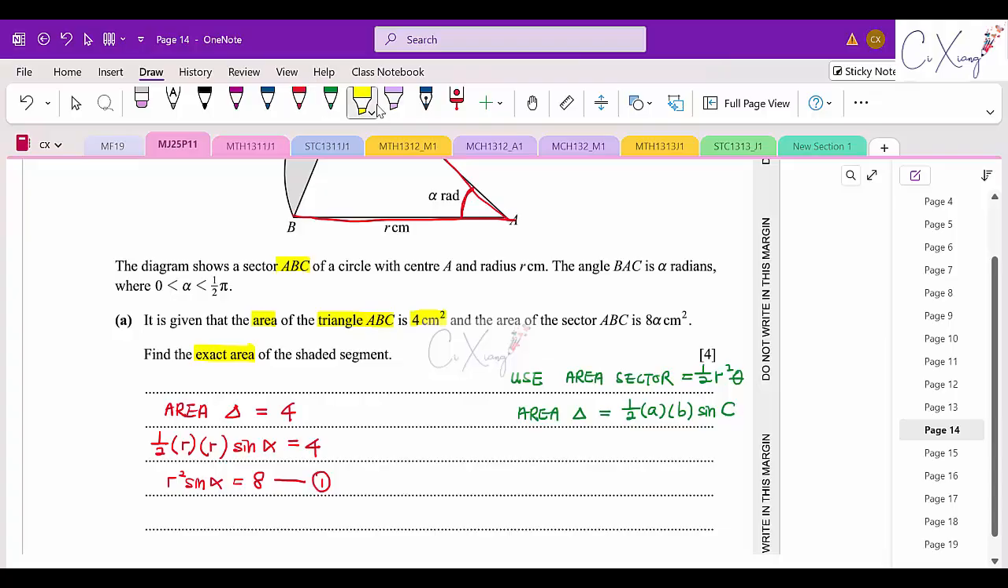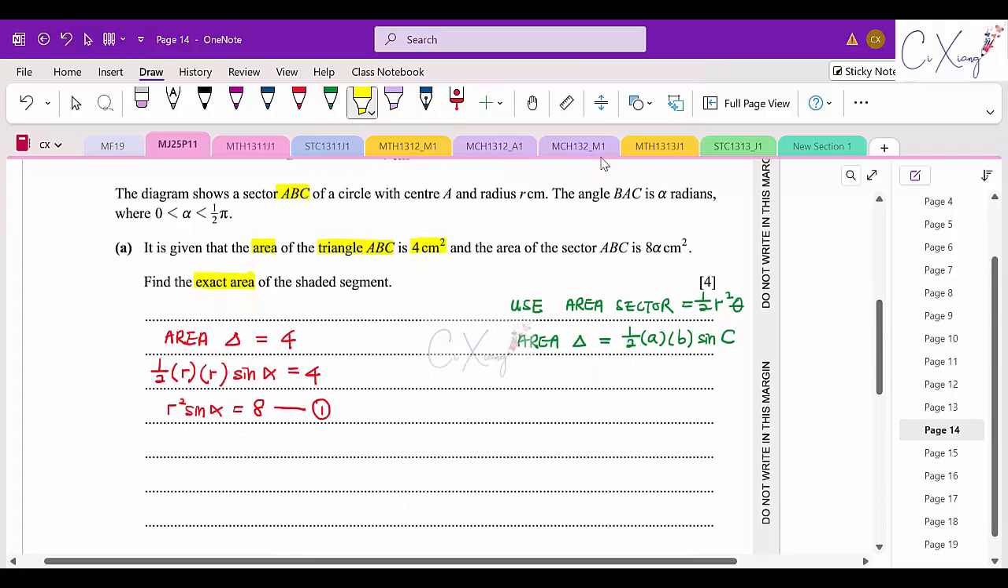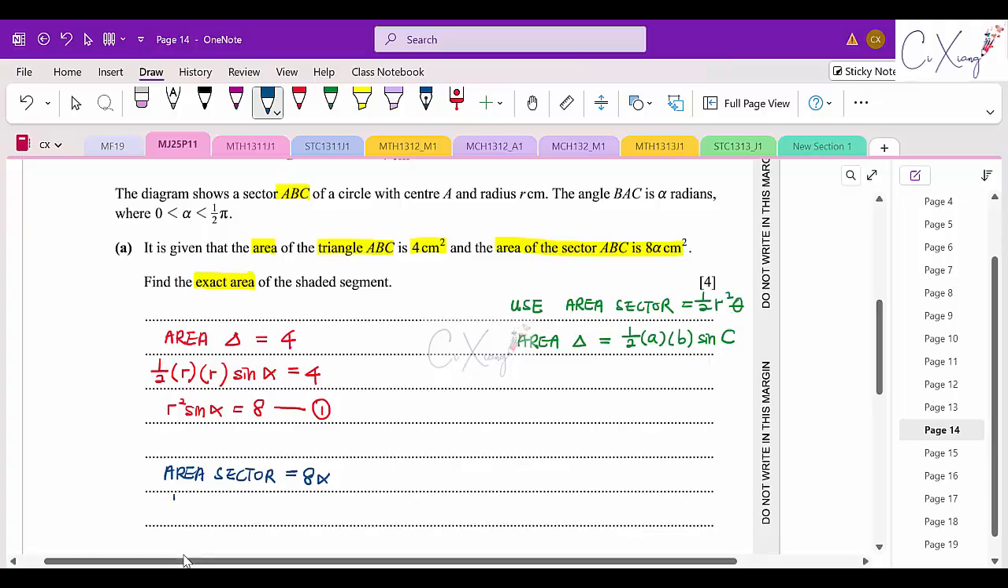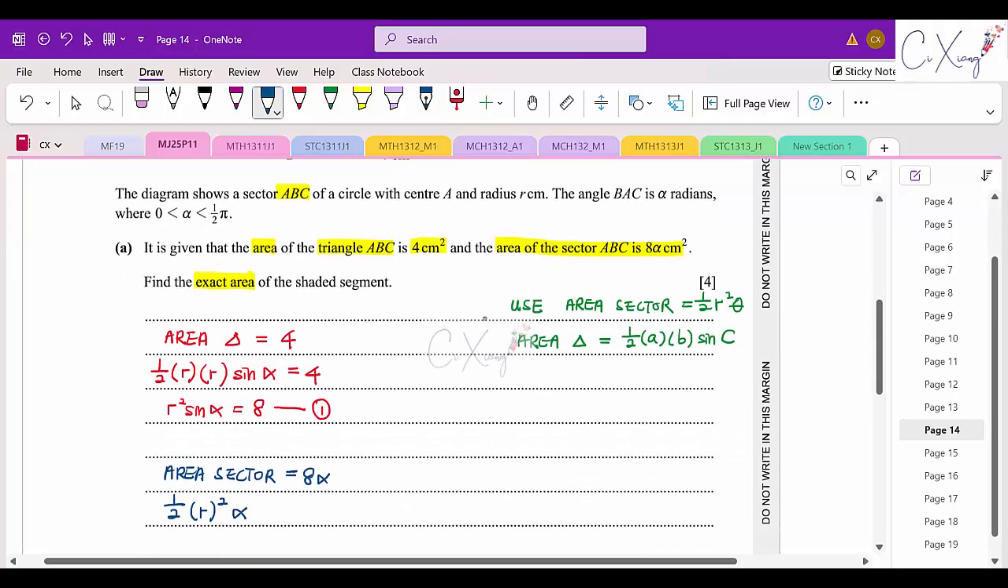Right, after that, let's have a look at the more information given in the question. Area of the sector ABC is 8 alpha. This is another piece of information given. So let us write out the equation. Area of sector is given equals 8 alpha. What is the formula for the area of the sector? We have half r squared theta. So half r squared, where r is the radius, and theta is the angle here, which is alpha, equals 8 alpha.